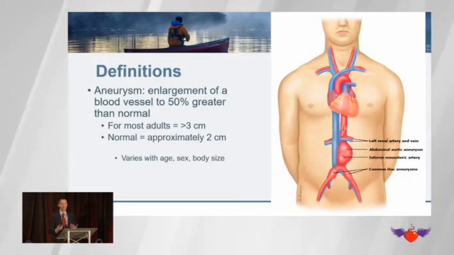So what is an aneurysm? The strict definition is enlargement of a blood vessel to 50% greater than its normal diameter. For most adults, once that gets above 3 centimeters, that's when we call it an aneurysm. For most adults, the aorta can be about the size of a garden hose, about an inch or so. It does vary with age, whether you're male or female, and of course, your body size. If you take 100 people and look at their aorta size, 95 of them will have an aorta that's under 3 centimeters, so non-aneurysmal.